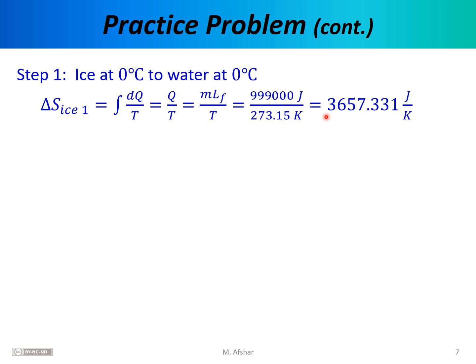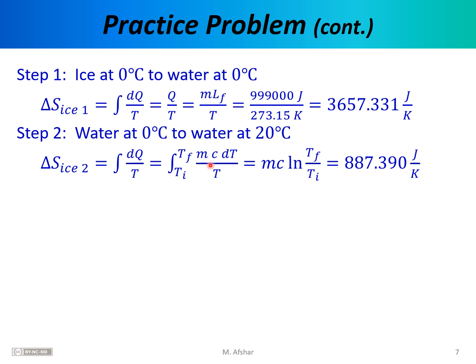We now look at the second stage. In this stage, the ice has already melted, and what we have is cold water that is going to warm up. So we're talking about a transition from water at 0°C to water at 20°C. Notice there's no phase change here, only a temperature change. Once again, delta S is equal to the integral of dq over T. Temperature now is not constant, so you cannot bring it out of the integral.